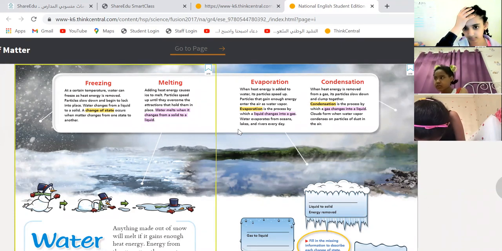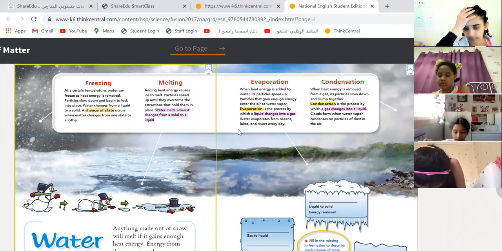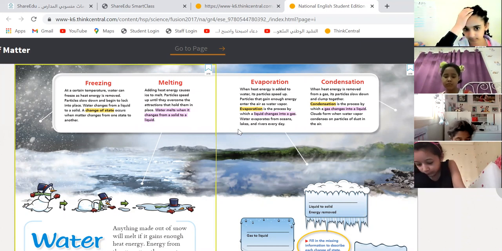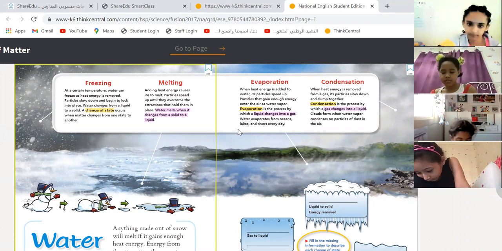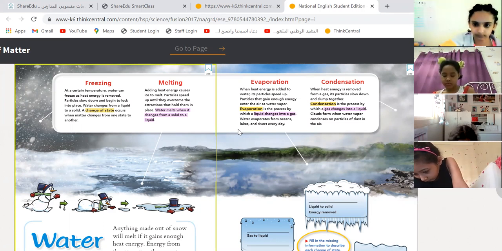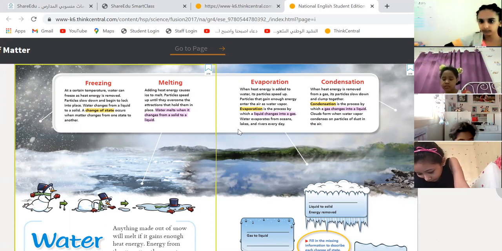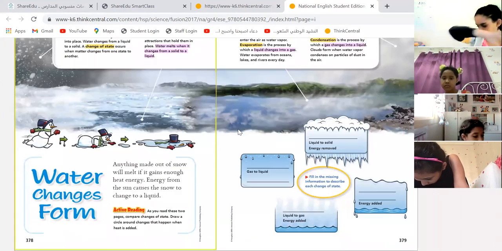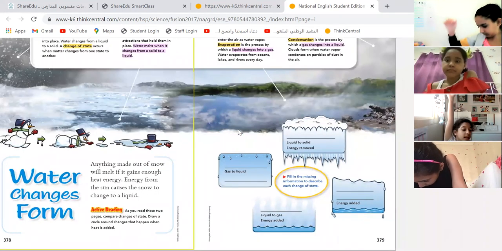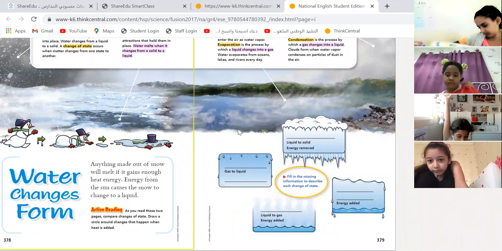What about the opposite? When condensation happens, gas changes to liquid. Yes, you, Rayana. When it's condensation, the gas will change to liquid. Will you add heat or take away heat? Take away heat. Excellent. Bravo. Finally, let's open to page 379.